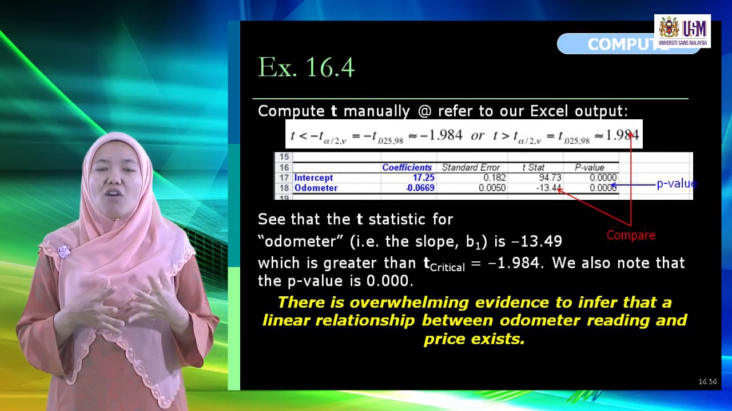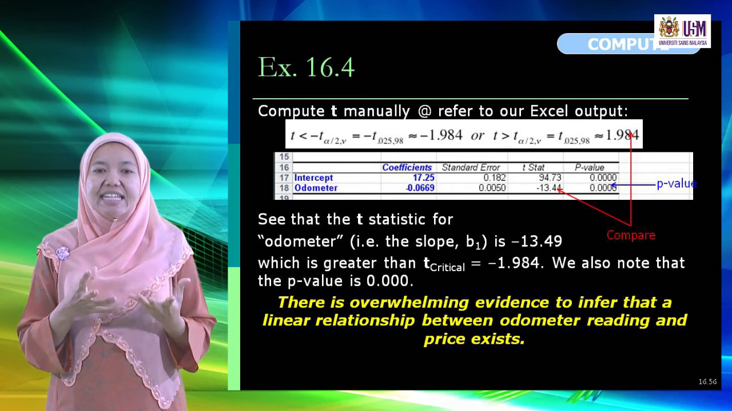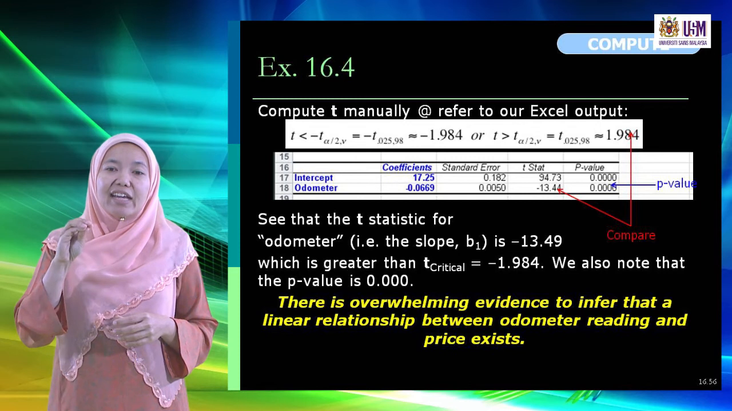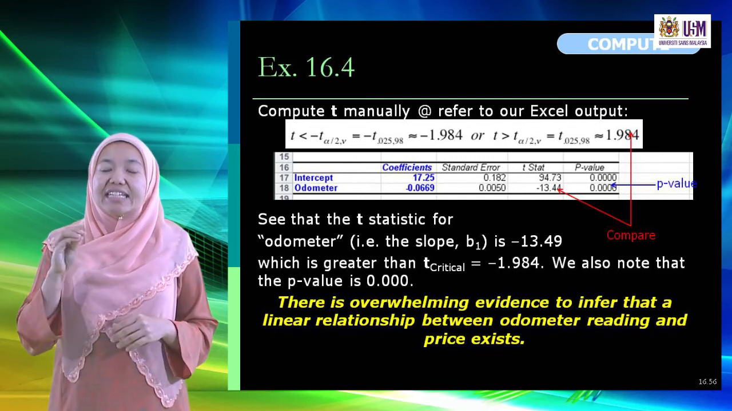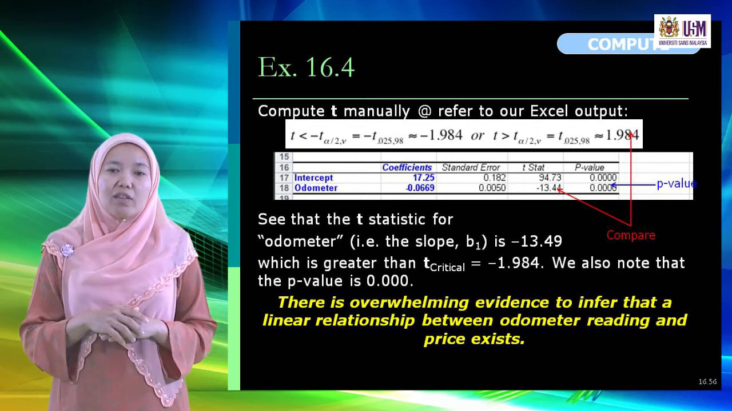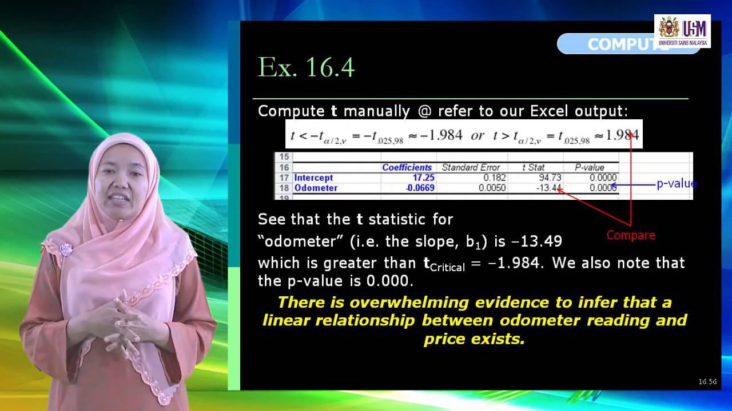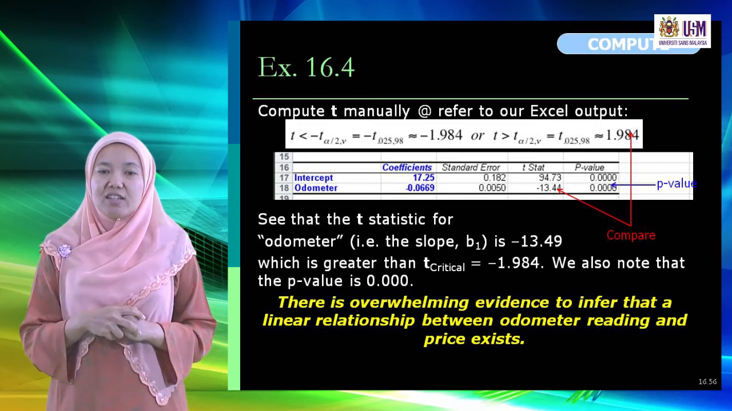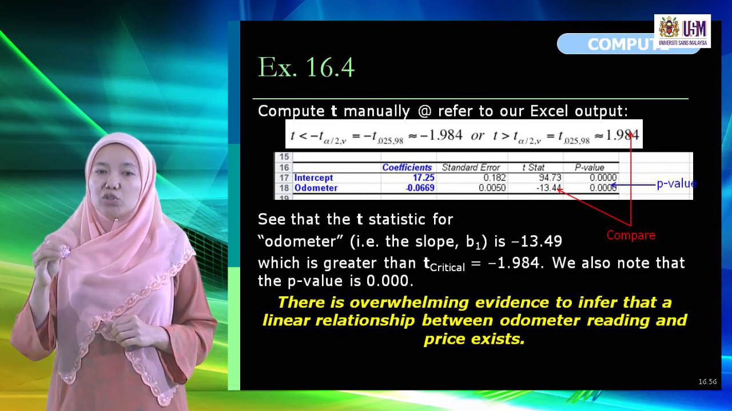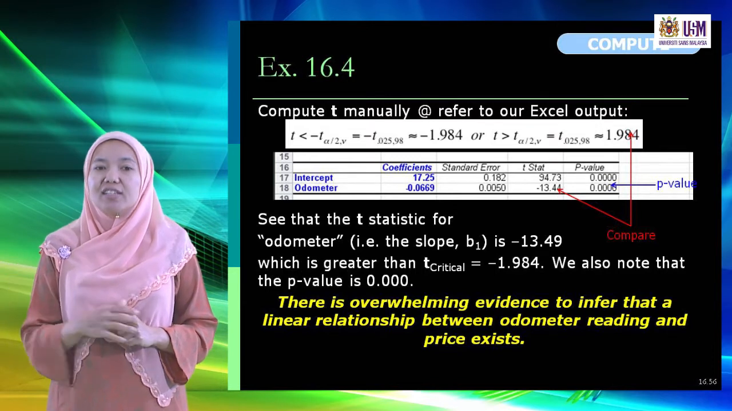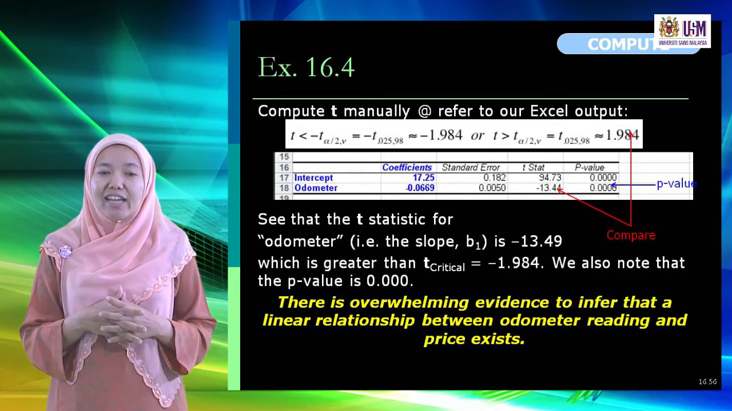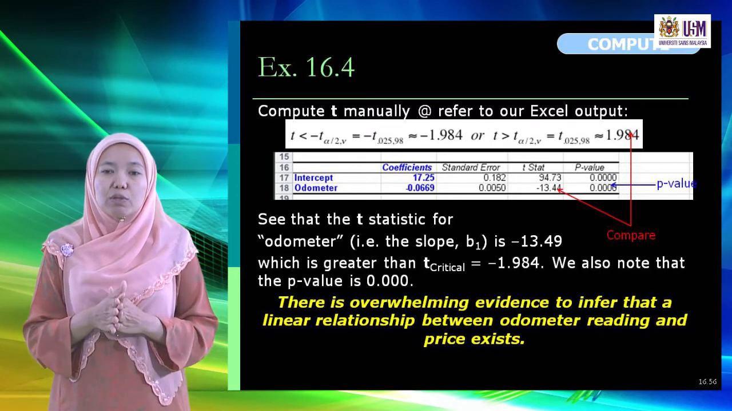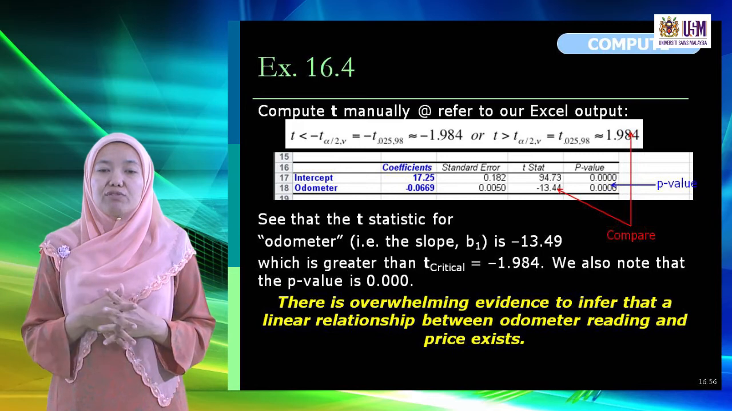There is overwhelming evidence to infer a linear relationship, because negative 13.49 is beyond negative 1.984. Or in this case, you can simply ignore the negative: 13.49 is greater than 1.98. So because of that, you reject H0. When you reject H0, you can conclude that there is overwhelming evidence to infer a linear relationship between odometer reading and the price of used car.